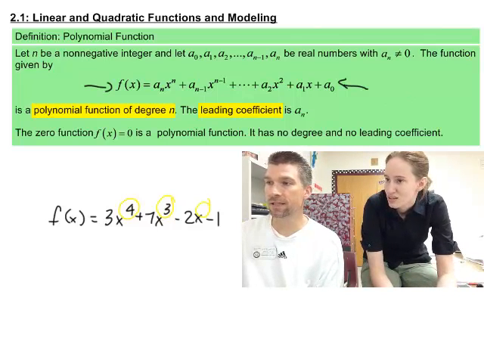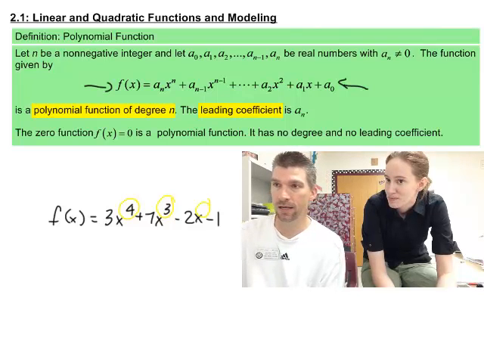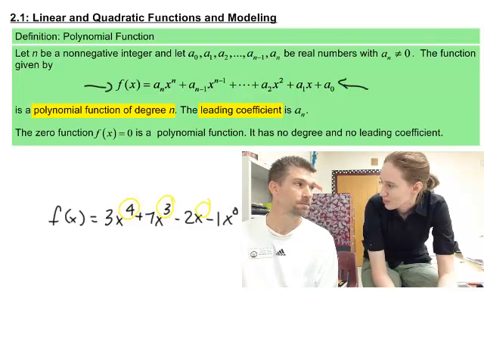It's really cool. This guy is a super secret one. He is x to the 0 power, because anything to the 0 power is 1.